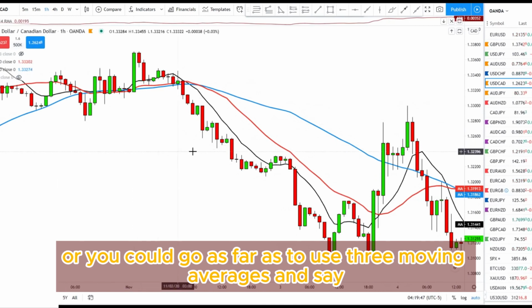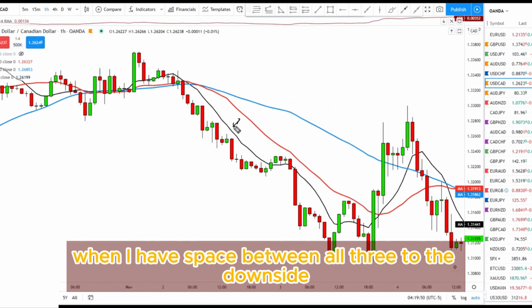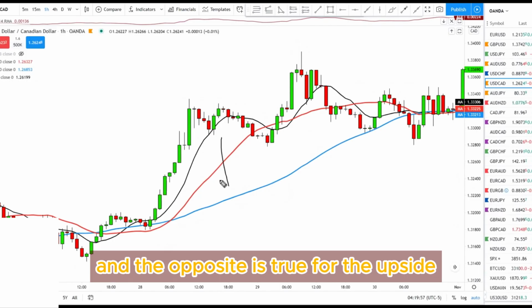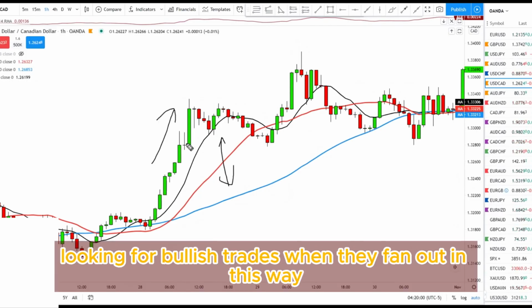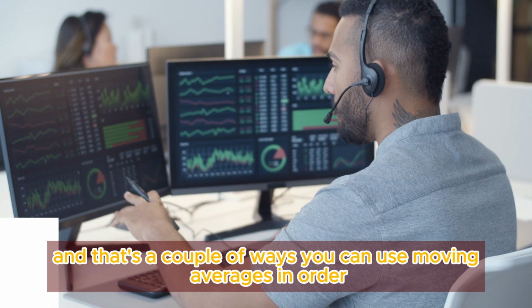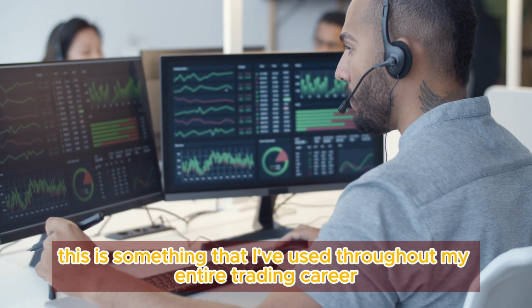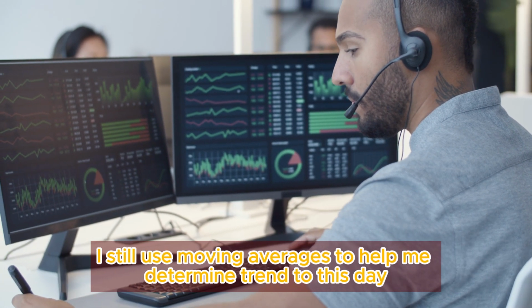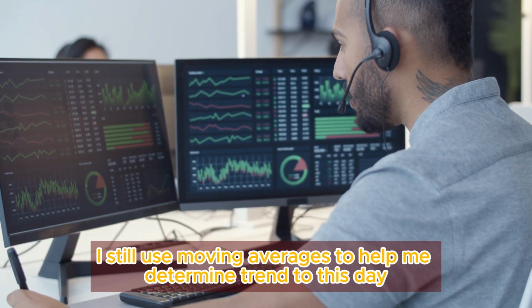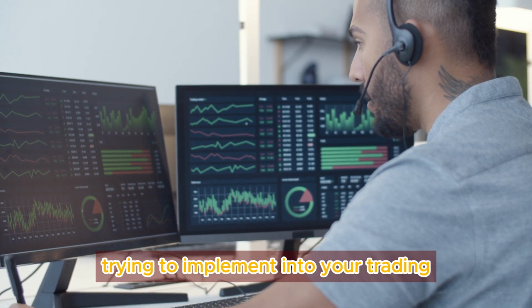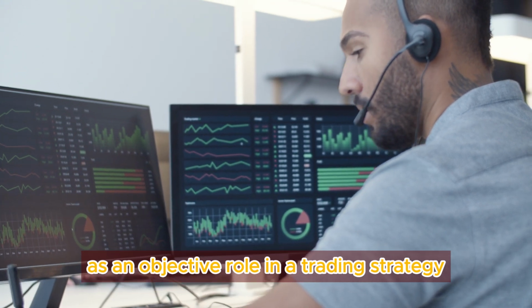Or you could go as far as to use 3 moving averages and say, when I have space between all 3 to the downside, then I'm looking for short trades, and the opposite is true for the upside, looking for bullish trades when they fan out in this way. And that's a couple of ways you can use moving averages in order to help you determine the trend of a market. This is something that I've used throughout my entire trading career. I still use moving averages to help me determine trend to this day, and it's something I definitely would suggest you trying to implement into your trading as an objective rule in a trading strategy.